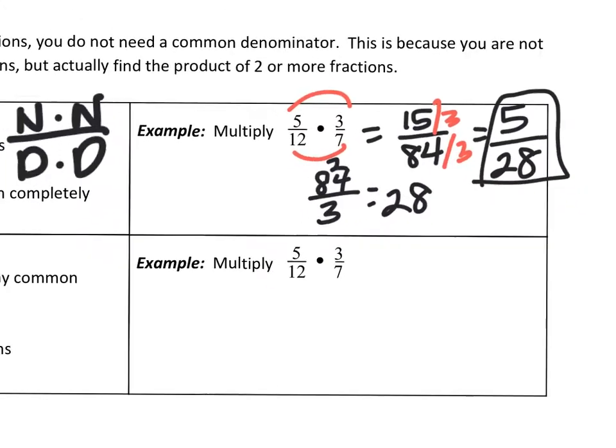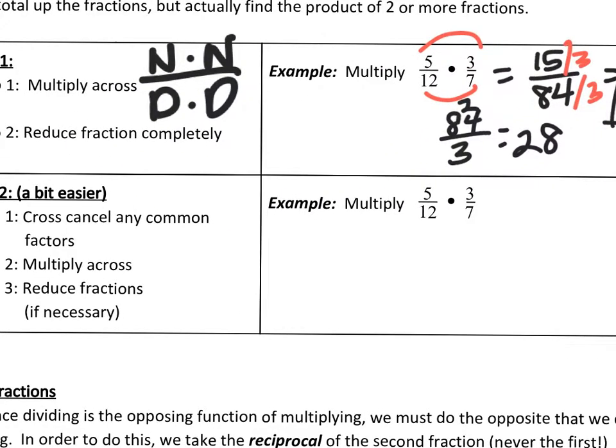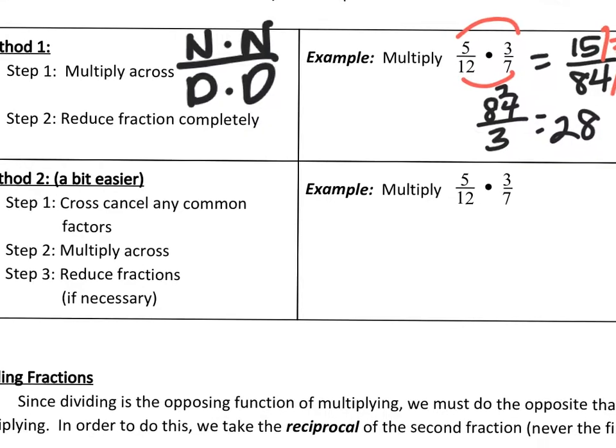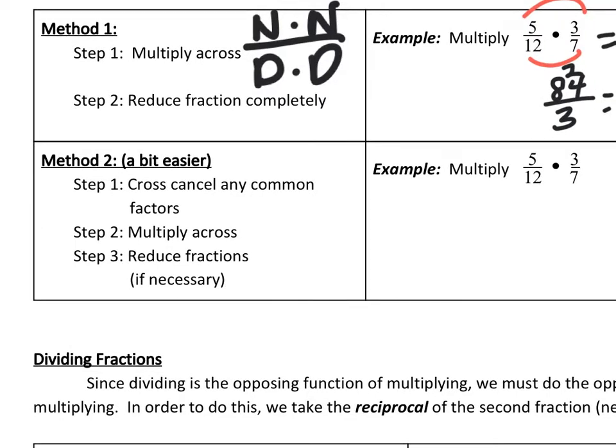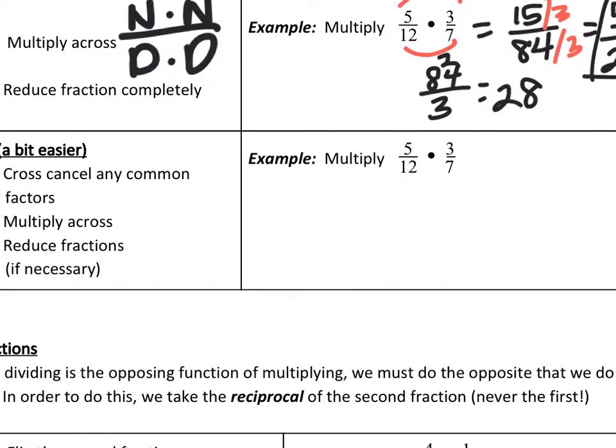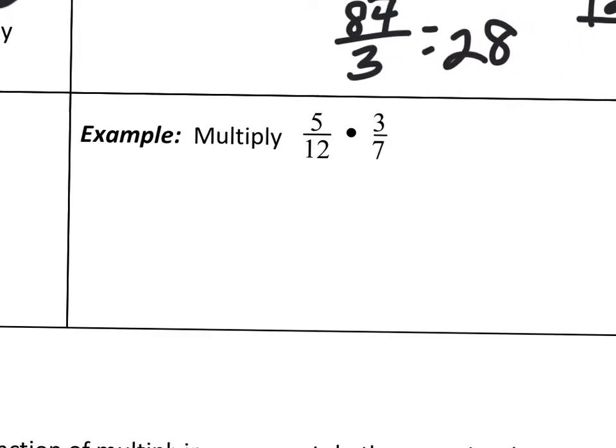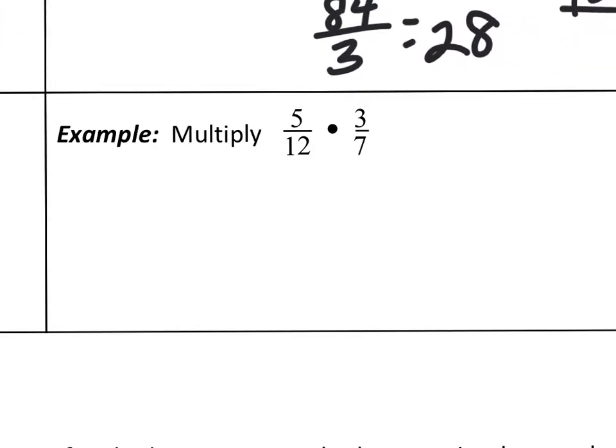Okay, method 2, which I find easier, but again, it's yours to decide how you would like to go about things. I'm just giving you options. Method 2 is that first you cross-cancel out any common factors, then multiply across, and if you still need to reduce at the end, then you can go ahead and do that, okay? So I'm going to show you two ways of doing this. So split this down the middle. We're going to do this problem twice.